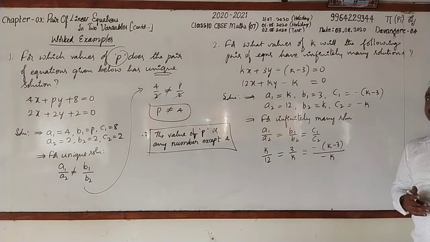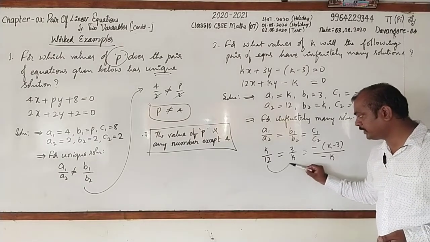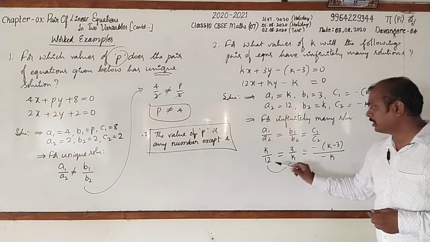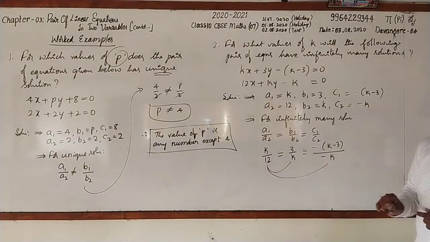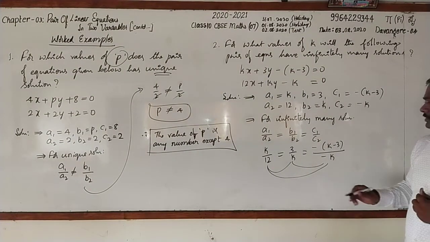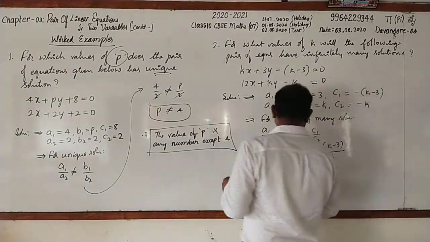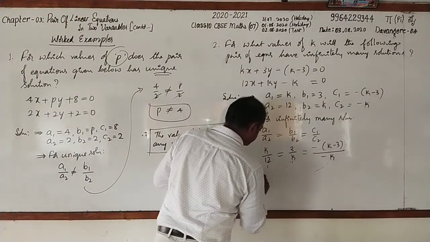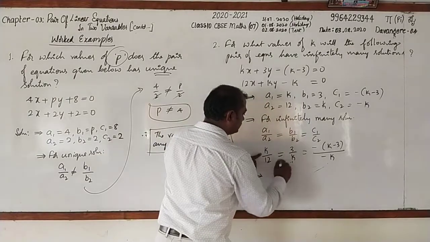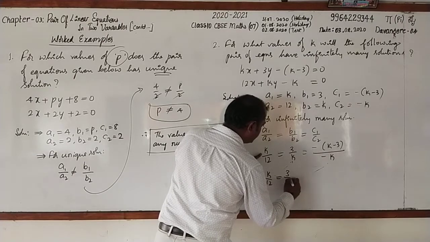Then how do you go for finding the values of k? There are many possibilities. Look here. You may equate first two, or first and last, or next two. These are the possibilities. Understood? Yes. First two, next two, or first and last. Let us go for taking these possibilities. First, I'll take k by 12 equal to 3 by k.